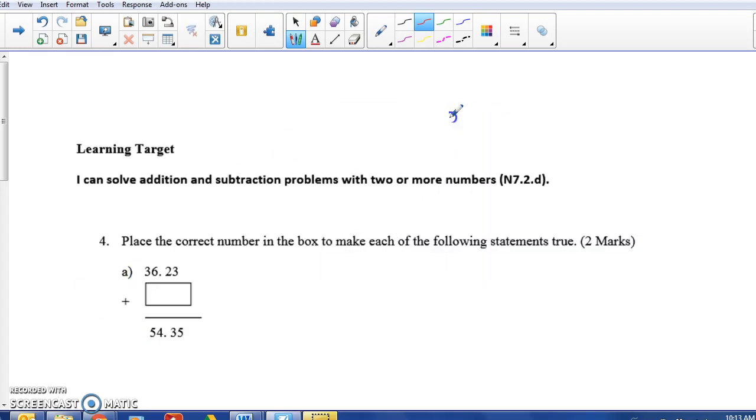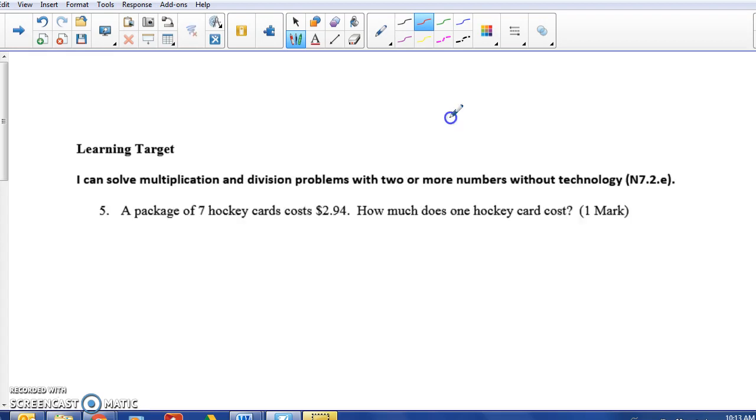For the next question, place the correct number in the box to make the following statement true. I need to do my addition here. So 2, 1 decimal, and see how this number here, this 4, there's no way to add. I'm adding, so then I know that this needs to be 8, and I'm going to carry my 1 remainder over, so it's going to be 1. And if I complete my addition, that is my correct answer. So 18.12 goes in your box.